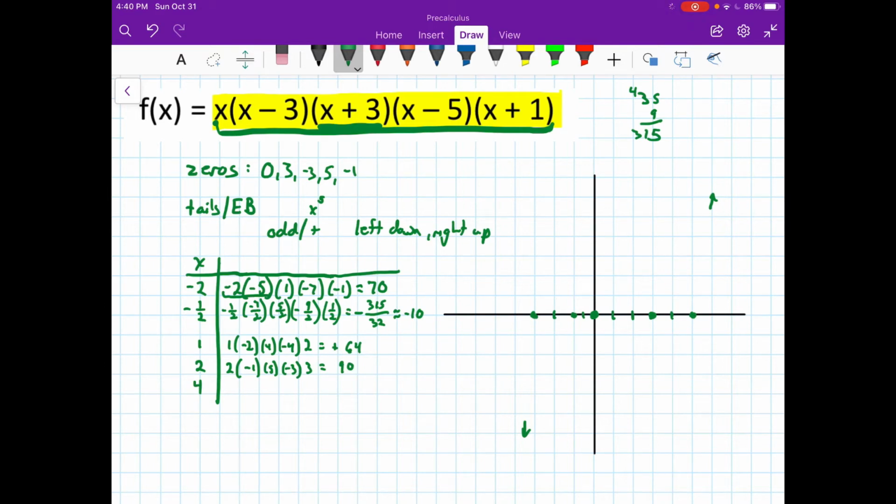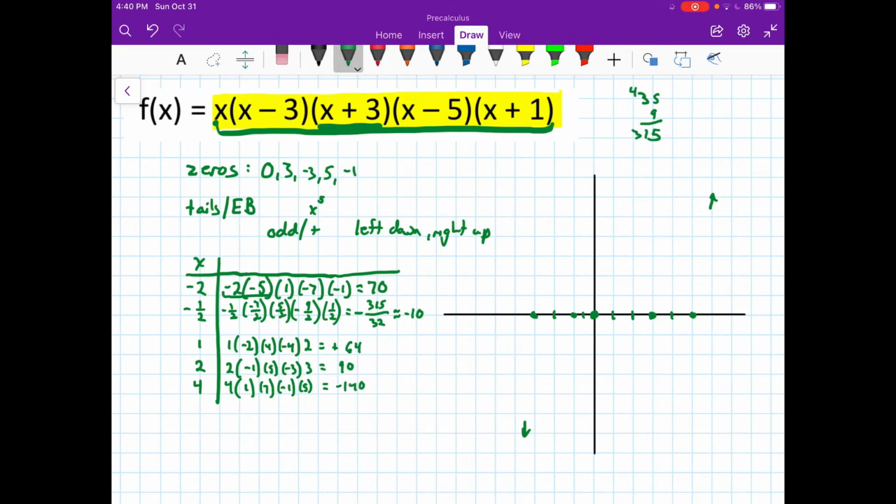And then plugging in 4. 4 minus 3 is 1. 4 plus 3 is 7. 4 minus 5 is -1. And 4 plus 1 is 5. So that ends up being -140.